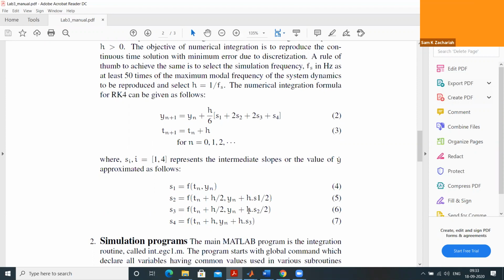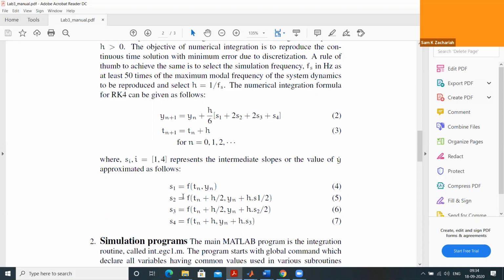That yn plus h into s2 by 2, we take as the new value of yn for the next half interval and evaluate the new slope. Then we make use of this third slope to predict for the full interval, h into s3 instead of h by 2 for the full interval. Thus we get the Euler prediction for the full interval. Thus we get the value of y at n plus 1, that is tn plus h, the time. We get s4, and we find out the slope.